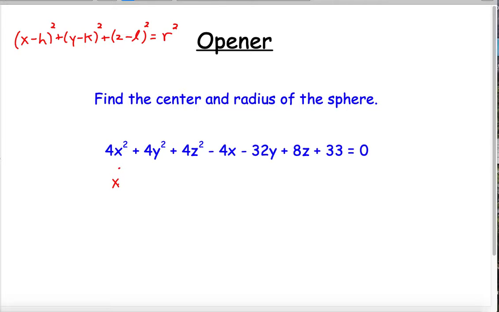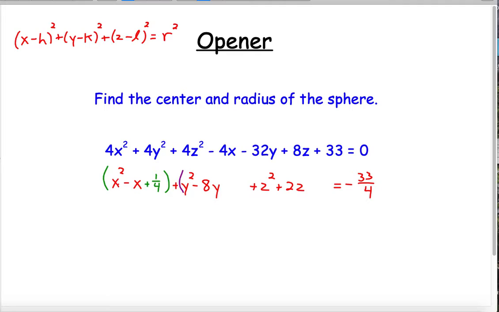So that's going to leave me with x squared minus 1x, leave a space to complete the square, plus y squared minus 8y, leave a space to complete the square, plus z squared plus 2z, complete the square on that, and then the negative 33 on the other side becomes negative 33 over 4. All right, so let's complete the square. I want the same number added to itself to give me a negative 1. So that's going to be a negative 1/2, and when I multiply it by itself, I get a positive 1/4.